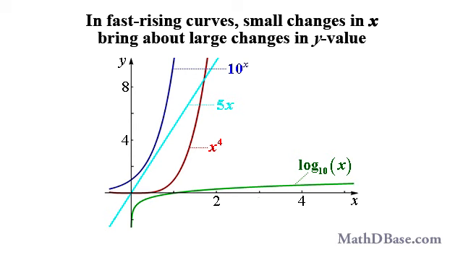On the other hand, log to the base 10 of x is a very slow-growing curve, in that y values don't increase much even for relatively large increases in x value. Of course, if the function is a line such as 5x, a tangent line will coincide with the line at every point, so the approximation will be exact.